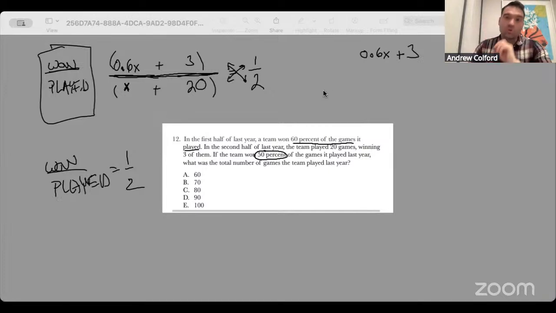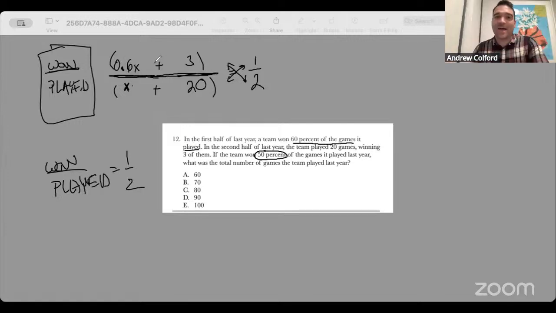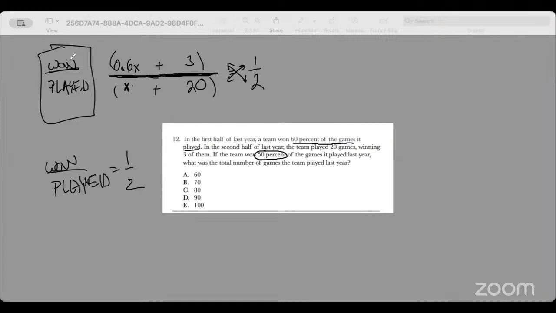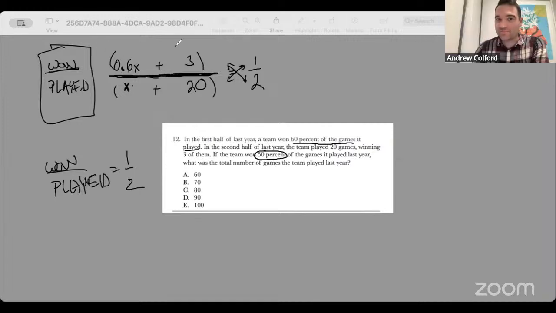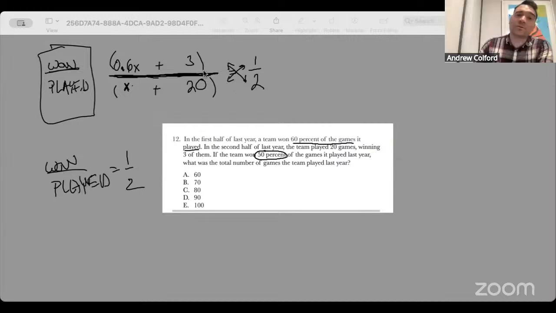Oh, good question. I'm not doing that. These aren't separate fractions that I'm adding together. Think of this as one big super fraction, where I'm adding up the number of games won on top and I'm adding up the number of games played on the bottom, and that all comes out to one half. So then the cross multiplication we do, right? We multiply this by 2, and we get 1.2x plus 6.